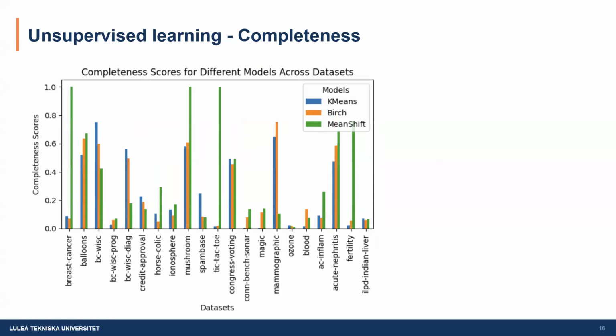Another performance metric is completeness. Completeness measures whether all data points that are members of a given class are assigned to the same cluster. So a score of 1 means that all data points of a class are in the same cluster, and 0 means there is no completeness.